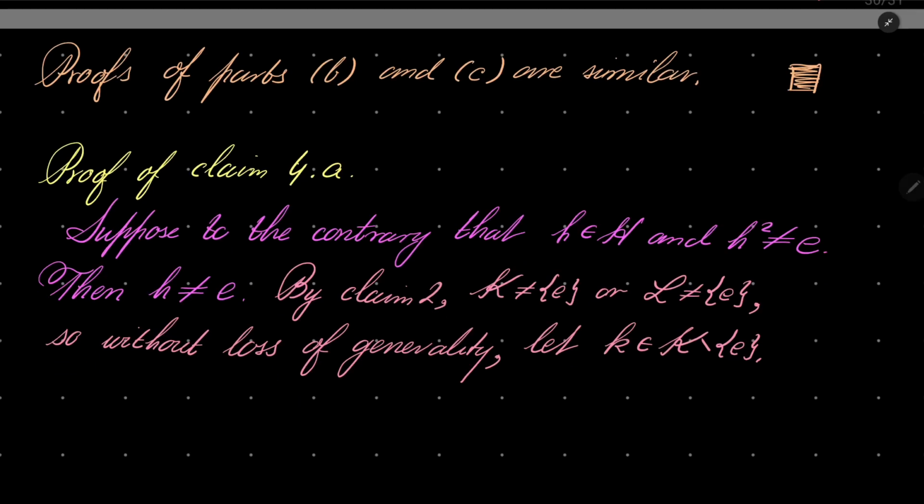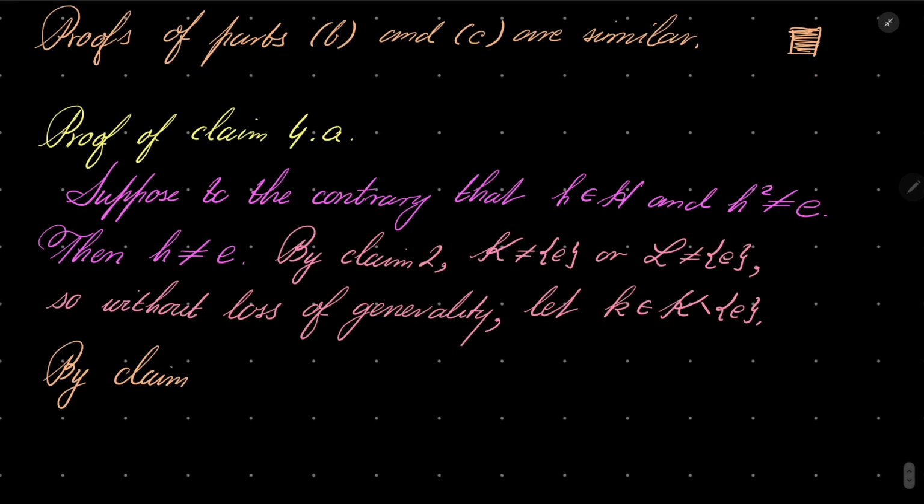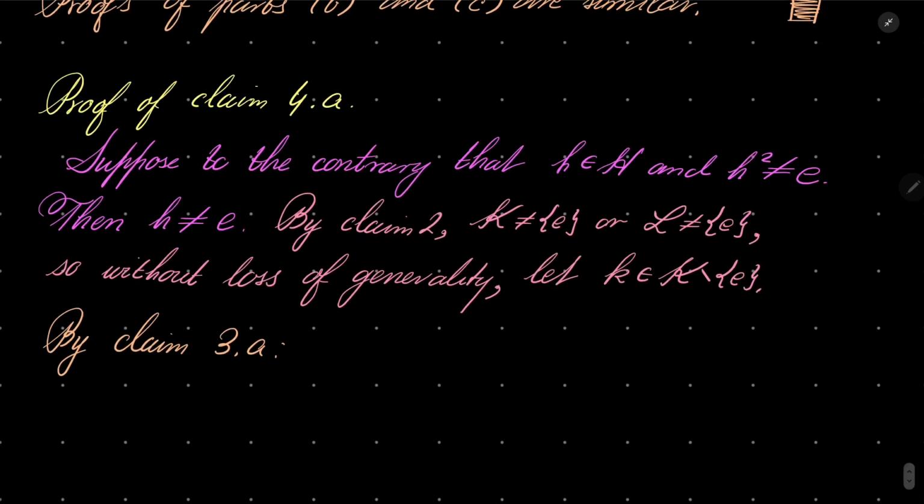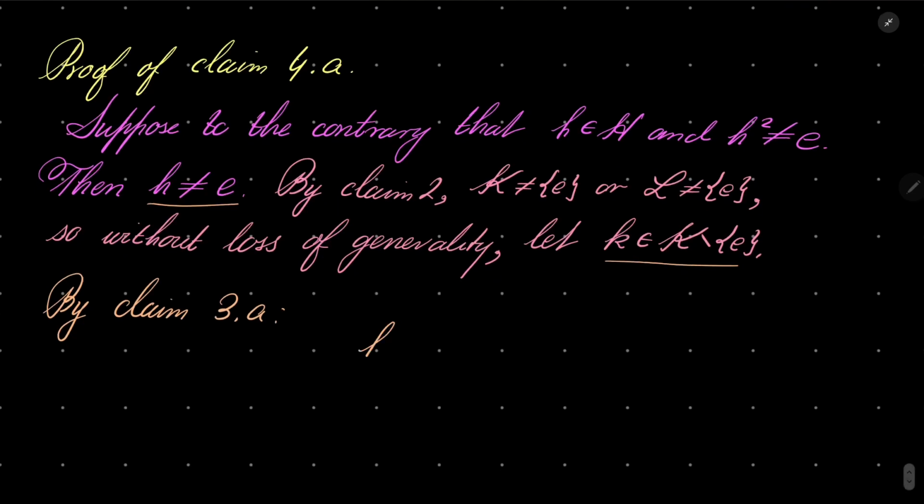By claim 3.a, since I have an element of H and an element of K, they are not neutral elements, HK is in L. Very well. Not only HK is in L, but also H squared K is in L, because H squared is also not E by our supposition.